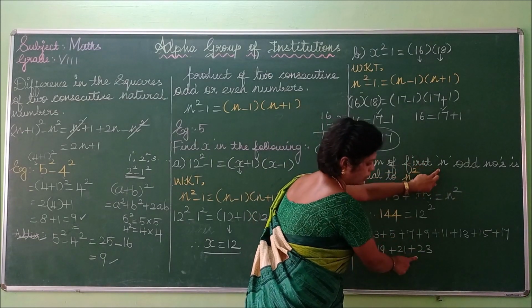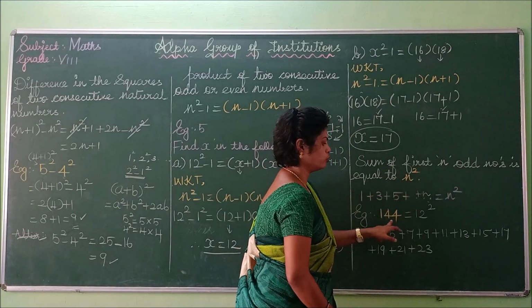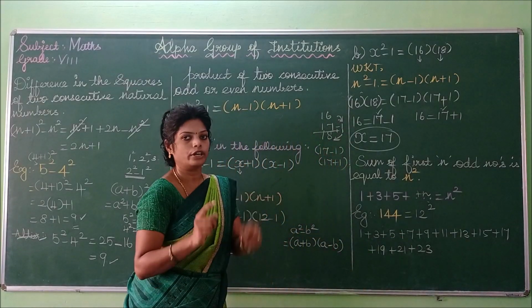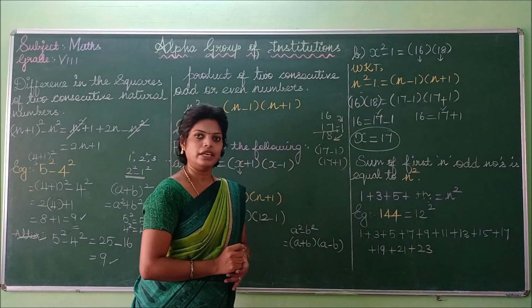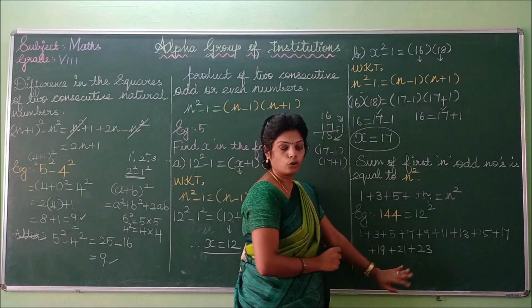So the sum of the first 12 odd numbers is equal to what? 12 squared. So 12 squared is 144. If you add all these terms, you will get the result 144. Then your answer will be right. So only odd numbers you have to write, no even numbers.